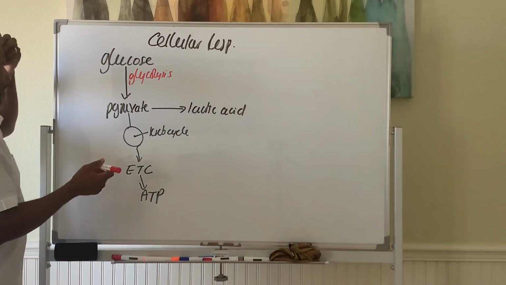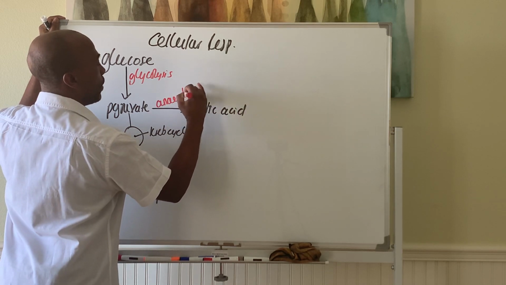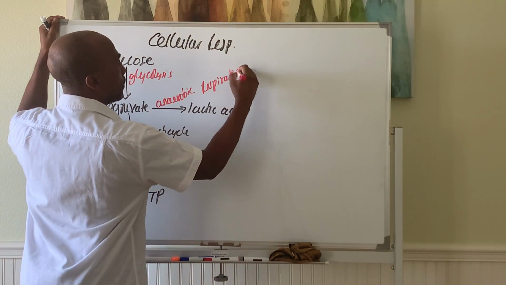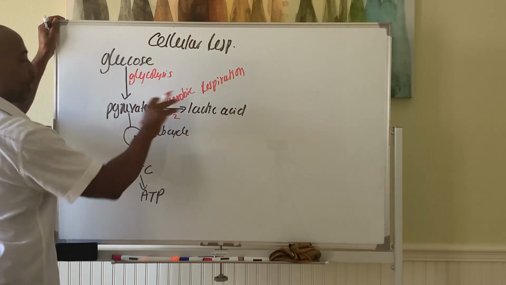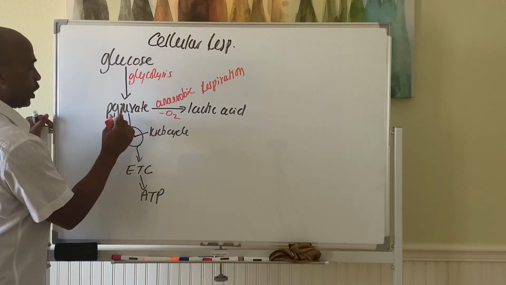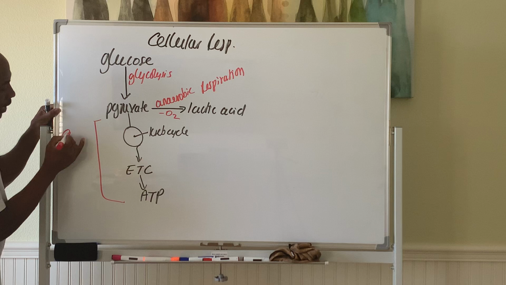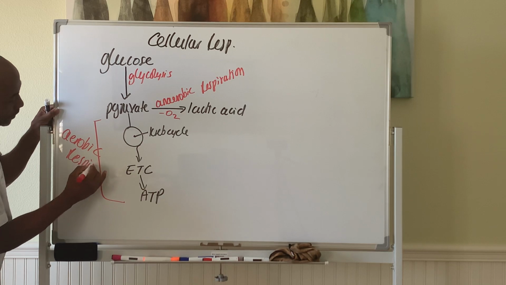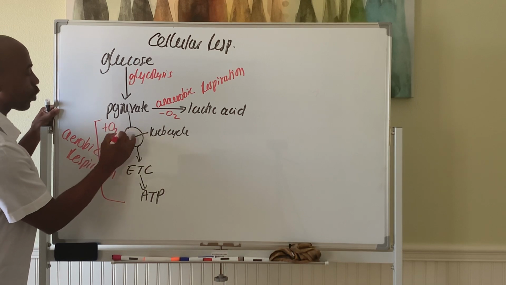And then pyruvate can either go this way, it's called anaerobic respiration. And that's done when you have a limited amount or low levels of oxygen. You go that way. That's why it's called anaerobic. Okay, versus going this way. This one is called aerobic respiration, because here you have enough oxygen. So oxygen is required to go this way.